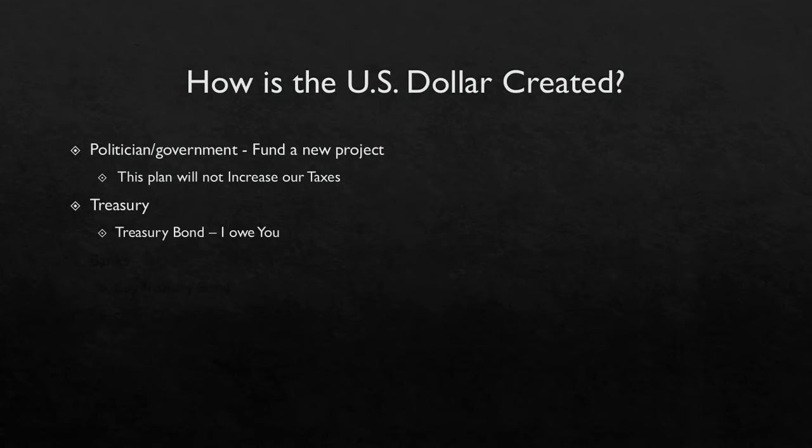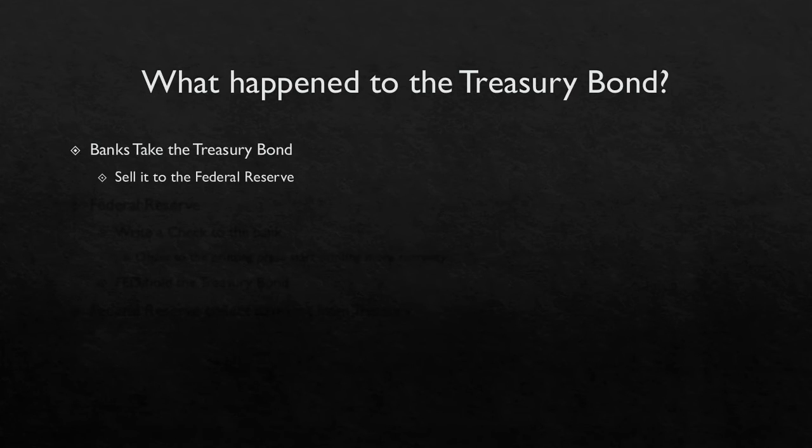Whenever the Treasury creates its Treasury bond, the banks come in and buy the Treasury bond with the interest. So they'll go and buy the Treasury bond from the Treasury. The Treasury gets money from the bank, which the Treasury takes and gives to the politician, and the bank gets the Treasury bond. But the bank does not keep the Treasury bond. The bank takes the Treasury bond and sells it to the Federal Reserve.